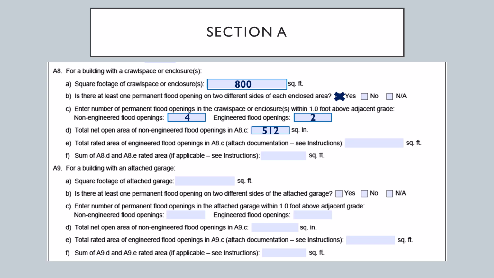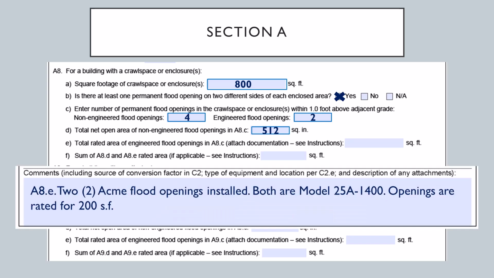A8E then asks for the rated area of the engineered openings. You can find the rated area for an engineered opening from 2 sources: the individual engineered flood opening certification for the openings used, or from an evaluation report from the International Code Council Evaluation Service, or ICCES. The report must be attached to the EC for CRS purposes. Also, the certifier must place the model number and rated area in the Section D comments section when engineered openings are used. In our case, the 2 engineered openings are rated for 200 square feet each, so we would place 400 in the blank for A8E.